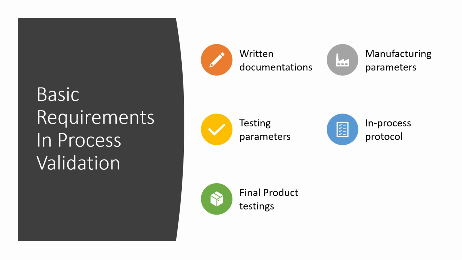So, process validation is essential for ensuring the quality, safety, and consistency of pharmaceutical products. By adhering to basic requirements such as written documentation, monitoring manufacturing parameters, defining testing parameters, implementing in-process protocols, and conducting final product testing, manufacturers can uphold the highest standards of quality assurance and regulatory compliance.